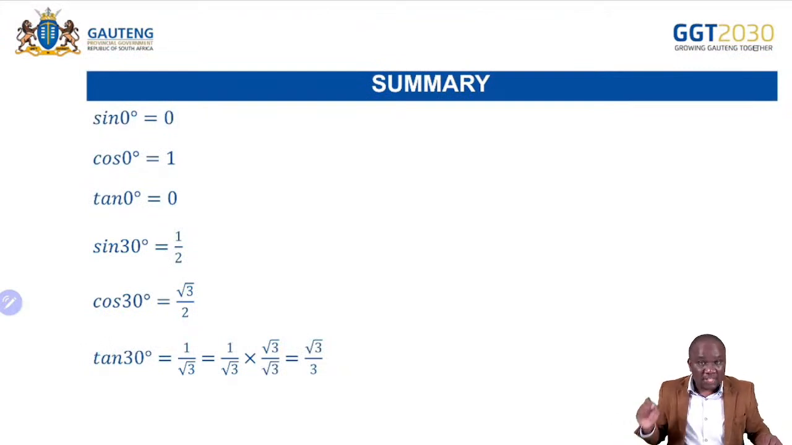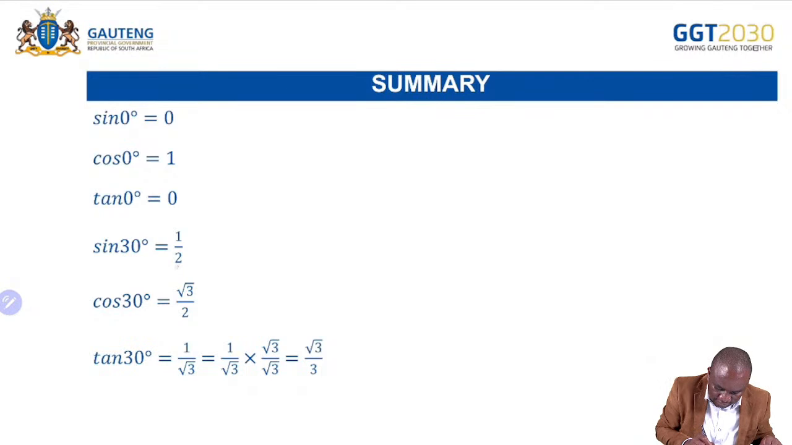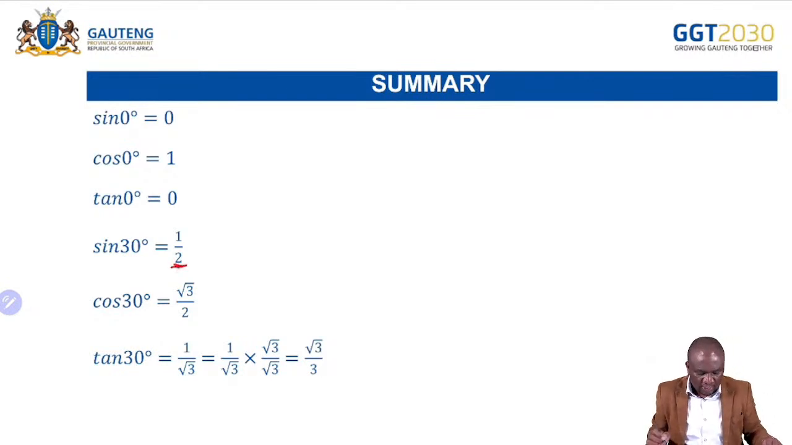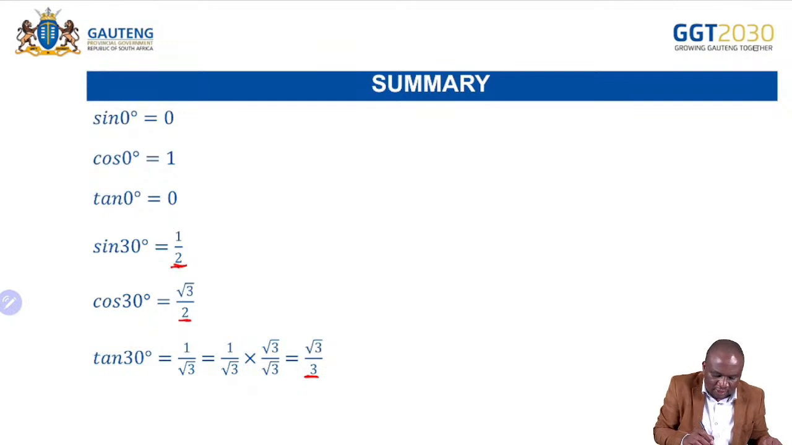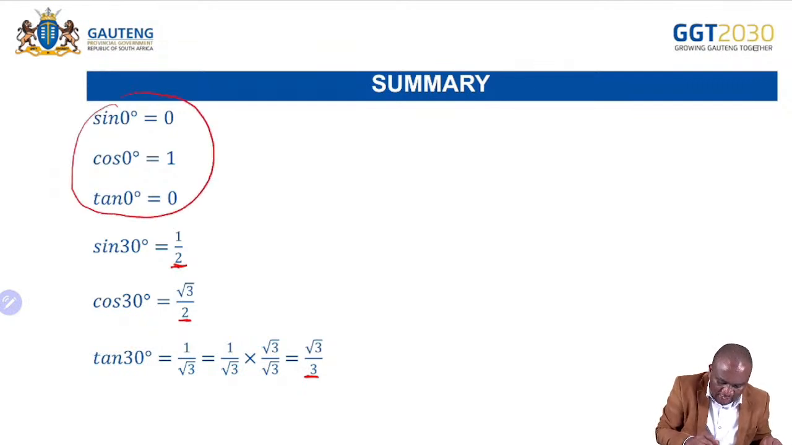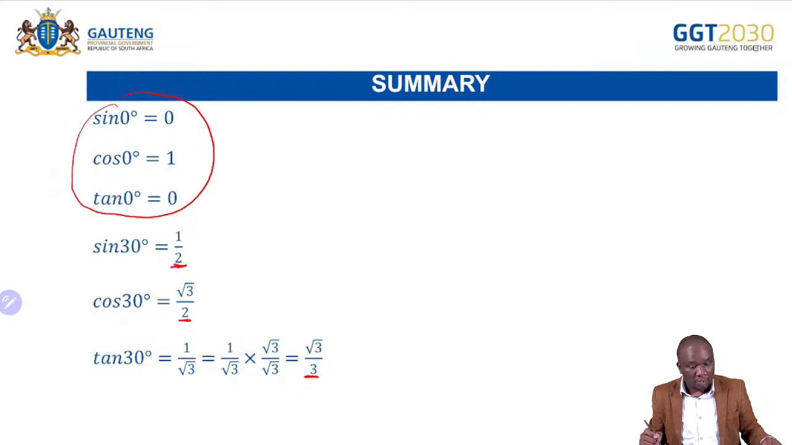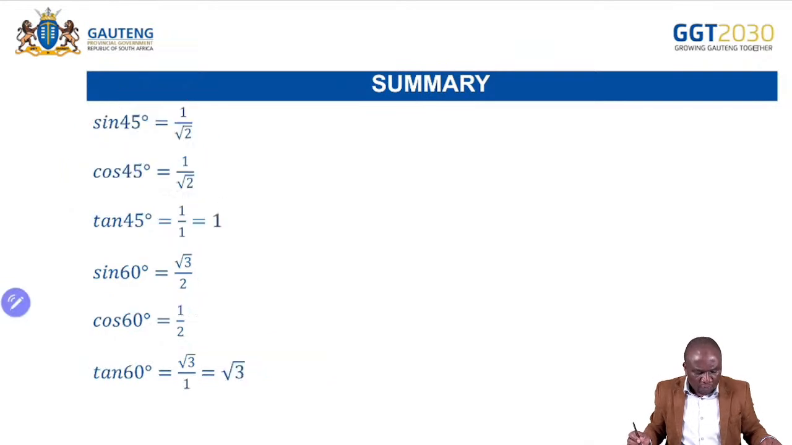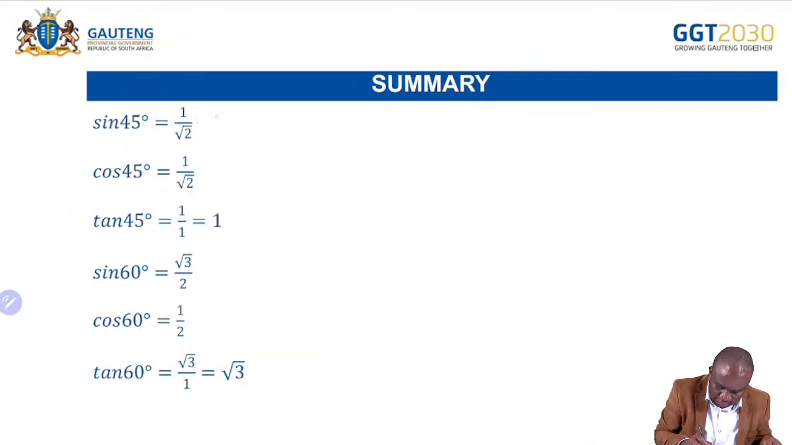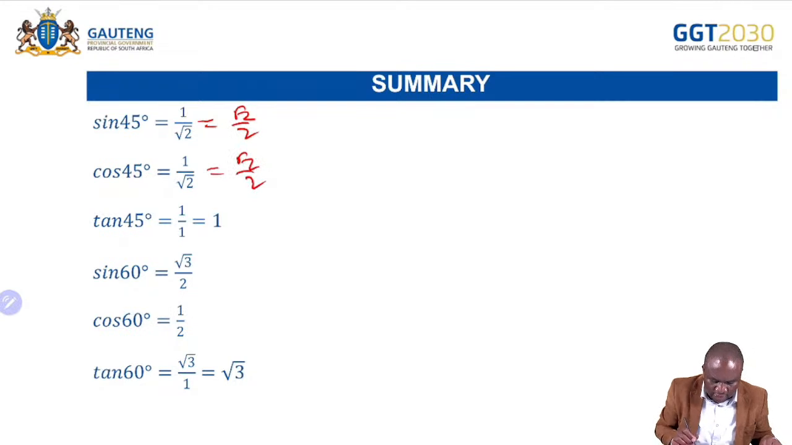Let's summarize our lesson. What did we learn? We said sine 30 is 1 over 2. Then cos 30 is root 3 over 2. And then tan 30 is root 3 over 3. And then these ones, you have to know that sine 0 is 0, cos 0 is 1, and then tan 0 degrees is 0. Right, we talked about sine 45. Sine 45, we have to rationalize this and get root 2 over 2. And then again here, root 2 over 2. And then tan 45 is 1.